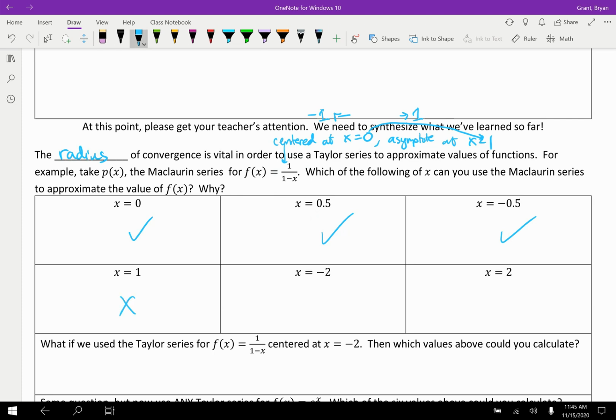Negative 2? Well, no. Our Maclaurin series is going to stop matching my function 1 over 1 minus x right at negative 1, so that's out as well. And positive 2, definitely out. That skips over the asymptote. That's on the other side, so we're no good.